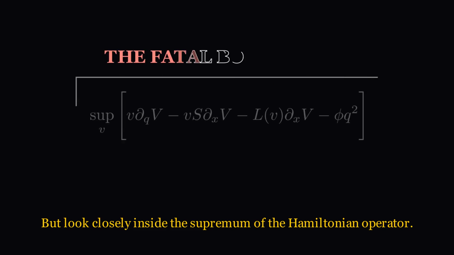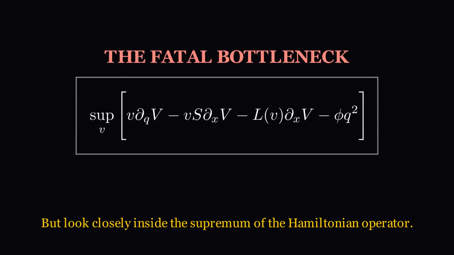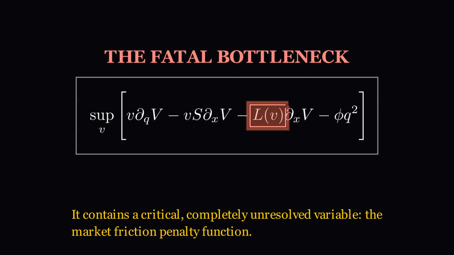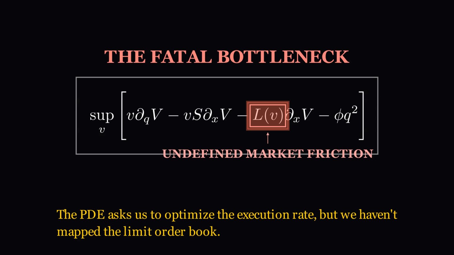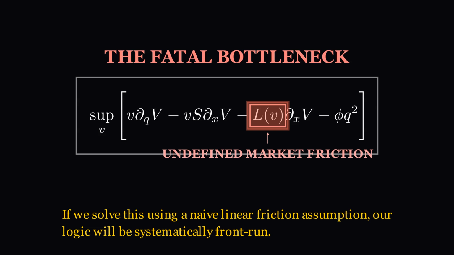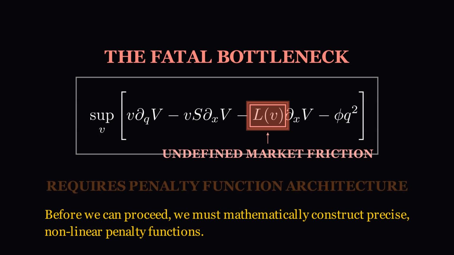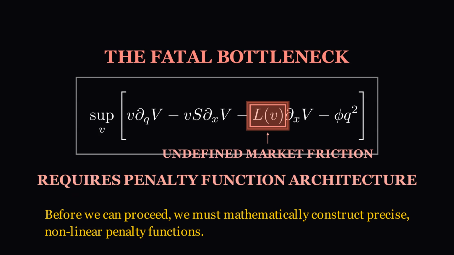But look closely inside the supremum of the Hamiltonian operator. It contains a critical, completely unresolved variable, the market friction penalty function. The PDE asks us to optimize the execution rate, but we haven't mapped the limit order book. If we solve this using a naive linear friction assumption, our logic will be systematically front-run. Before we can proceed, we must mathematically construct precise, nonlinear penalty functions.